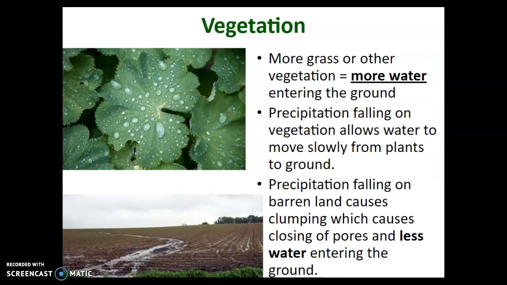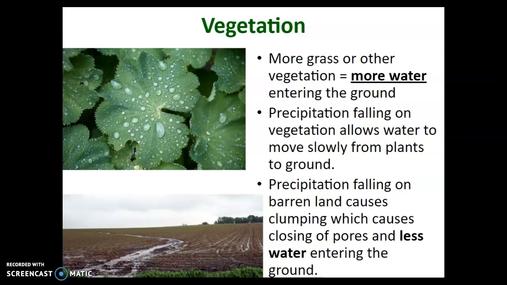So with vegetation, the more grass or more vegetation there is, that means there'll be more water entering the ground. So the precipitation, the rain that falls on the vegetation, will allow the water to move more slowly from the plants to the ground. So it kind of almost acts as like a buffer. So instead of hitting the ground straight on, it hits the vegetation first and then slowly rolls off. And anytime that there's kind of this slowing down of the precipitation, it's going to be allowed to seep into the ground a little bit more.